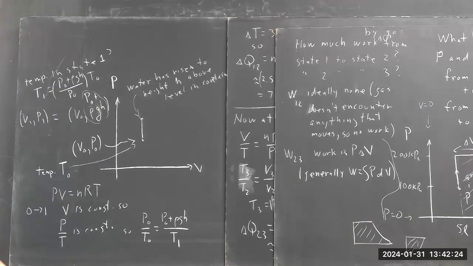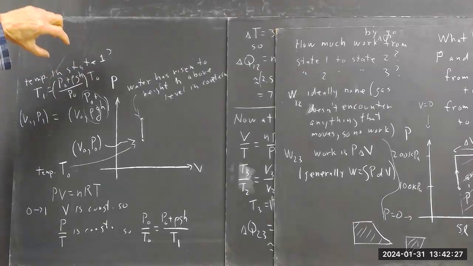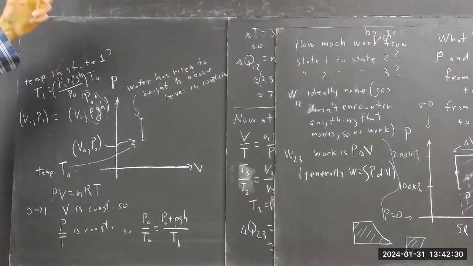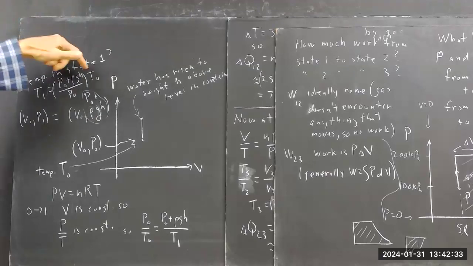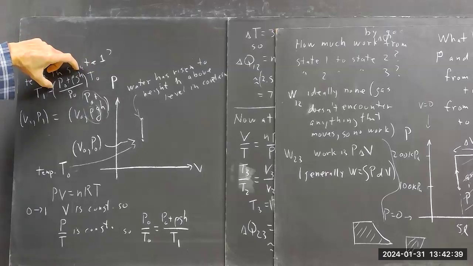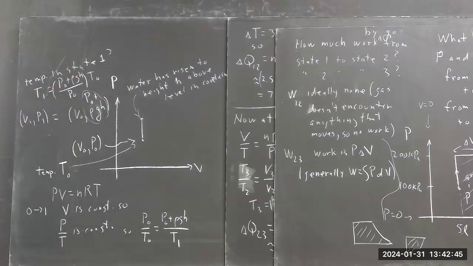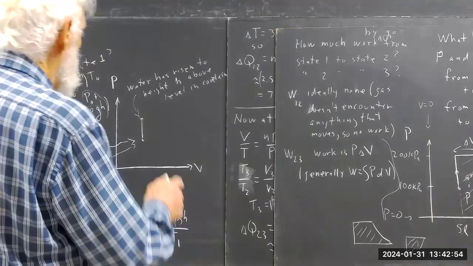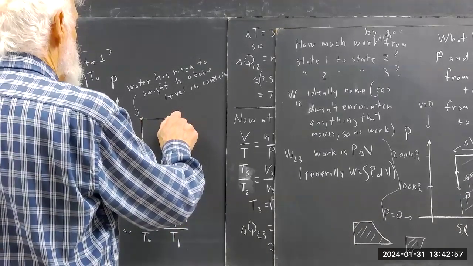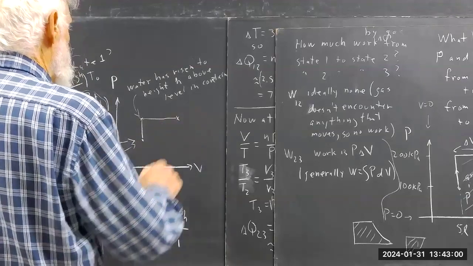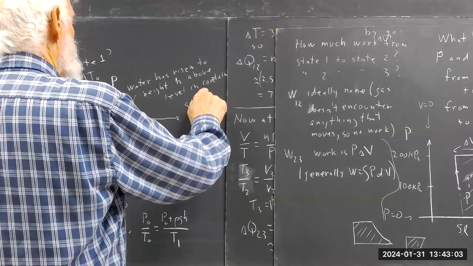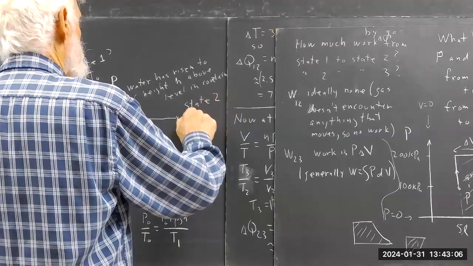In other words, your pressure goes up by factor P1 over P naught. So your temperature has to go up by the same factor. Okay, this is your ratio of pressures. There's your ratio, there's your original temperature. So that's pretty straightforward. Okay, well, now let's say that we go up to stage 2.